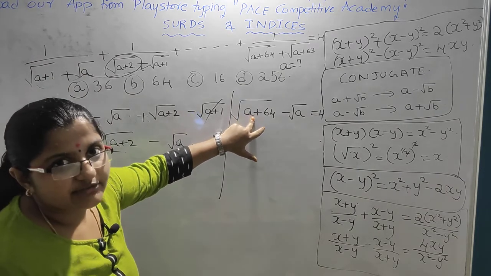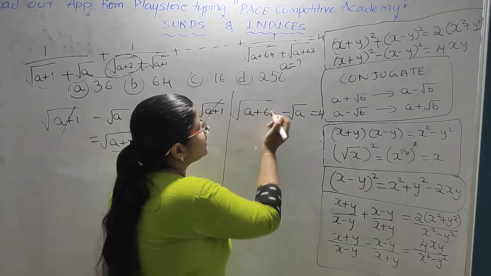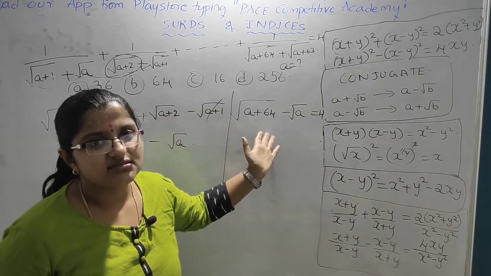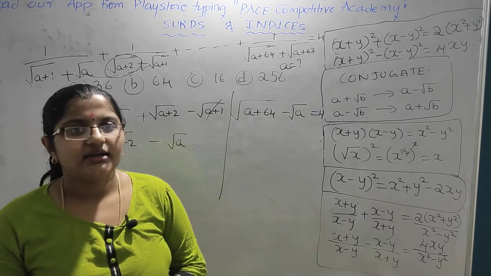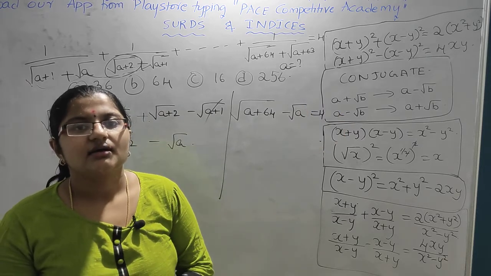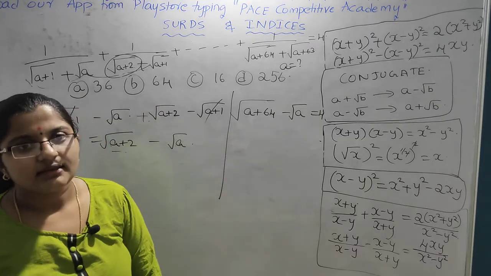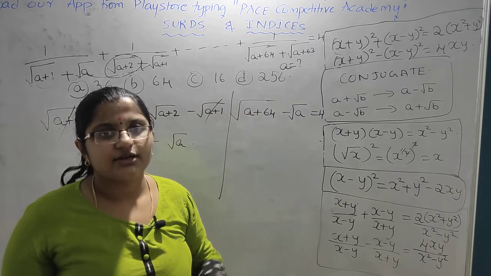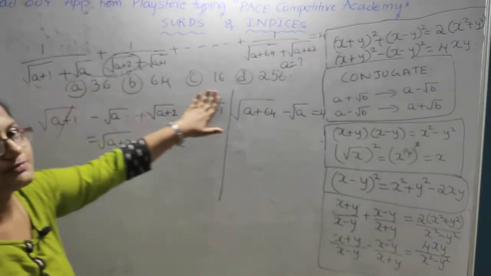We need to find the value of a, right? So again here, in order to eliminate these square roots, what you need to do, guys? You need to square on both sides. But this is not the correct procedure. You need to find the variable a. You have only the value a which is unknown in this equation. So the a values are already given in the options.